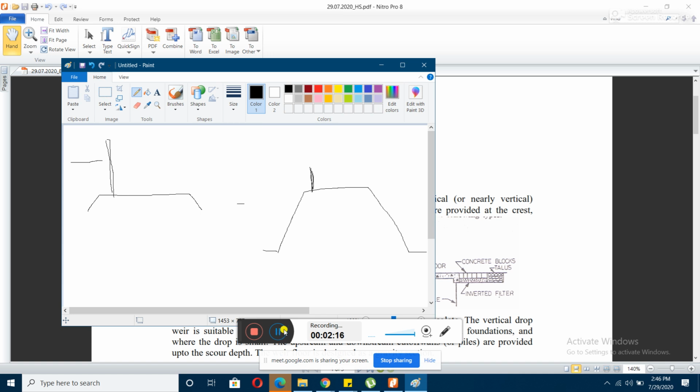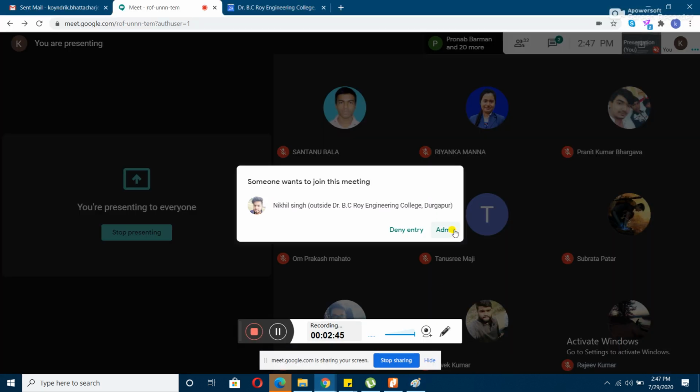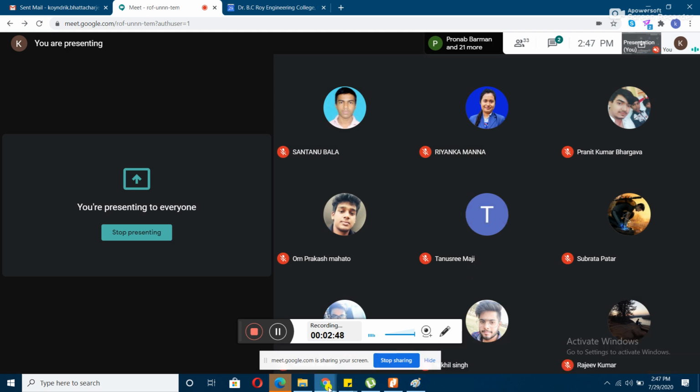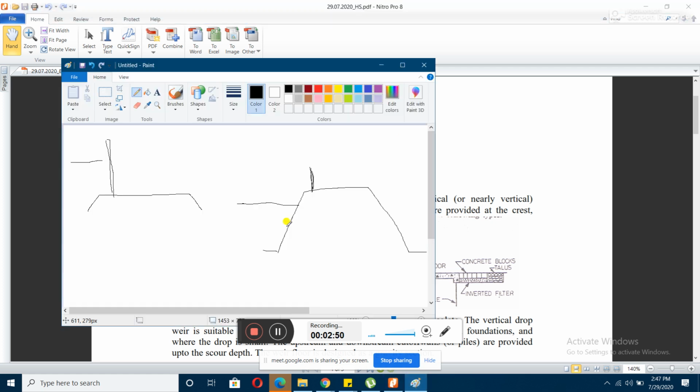So generally the water level for your weir is not at the top of your crest, it is underneath your crest, but here in barrage the water level is higher than your crest level, okay. So basically this is the difference between your weir and a barrage.